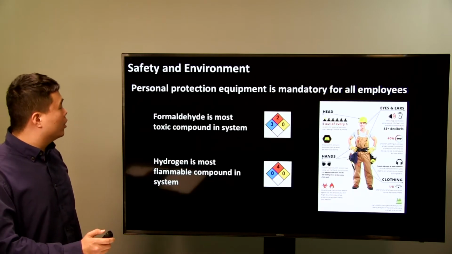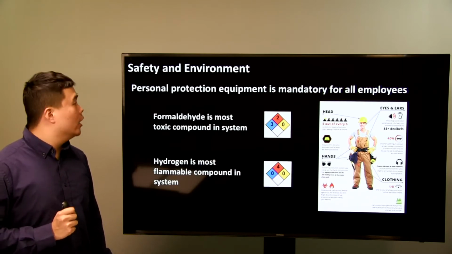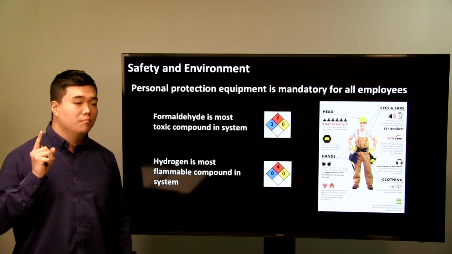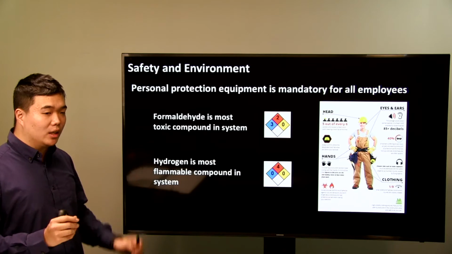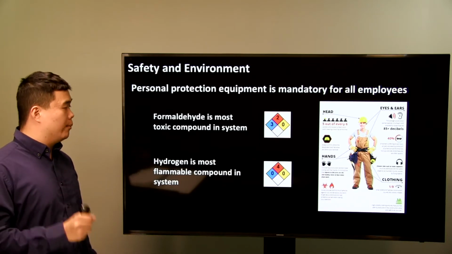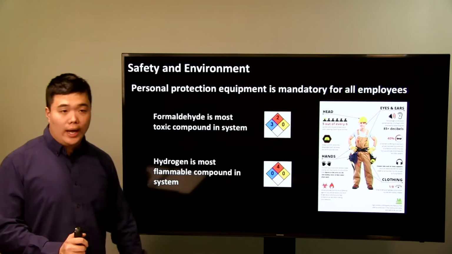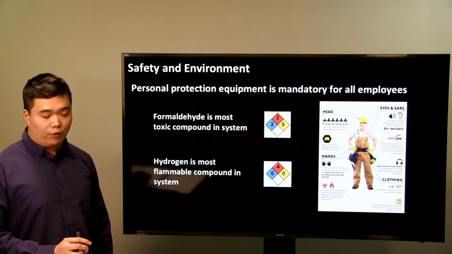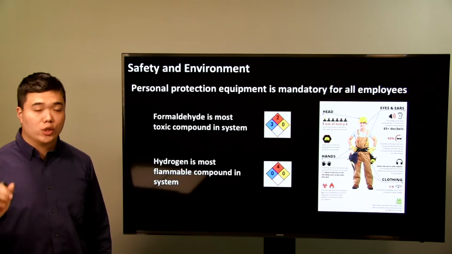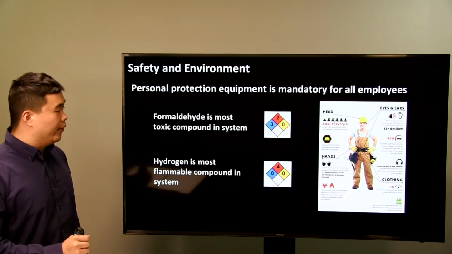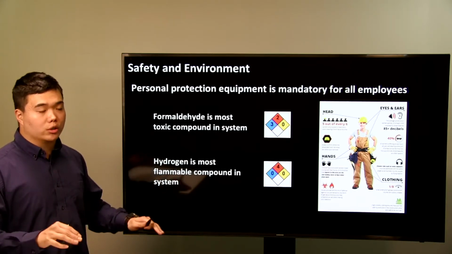Next thing, I'm going to talk about the safety and the environment. Safety is always the number one priority. That's why personal protection equipment is mandatory for all the employees. And in the entire plant, formaldehyde is the most toxic chemical, and it has a health hazard of 3, flammable of 2, and it has the LD50 of 333 ppm, which is the lowest among all the chemicals. And that's why a respiratory protection system is mandatory for all the employees who work on the floor.